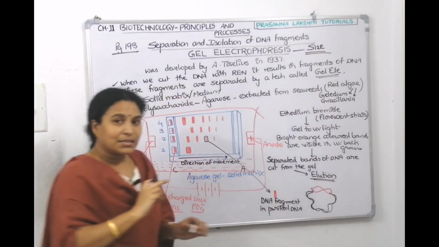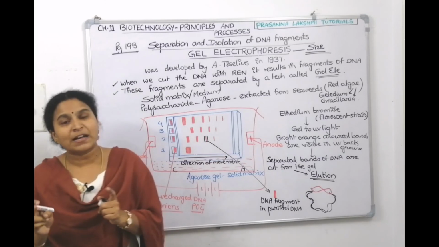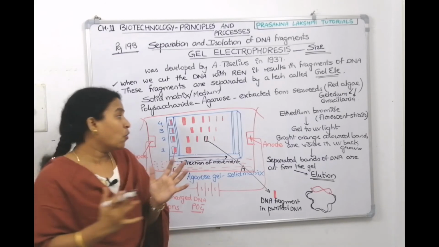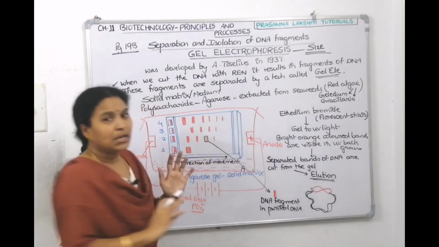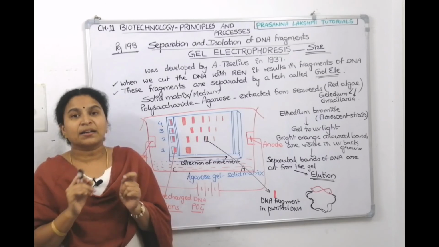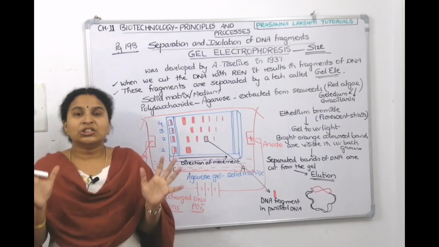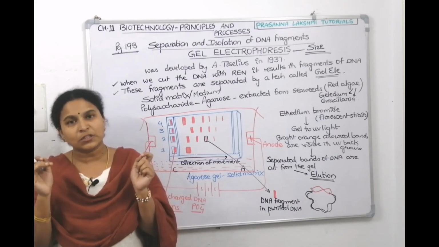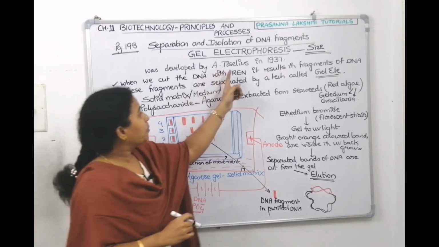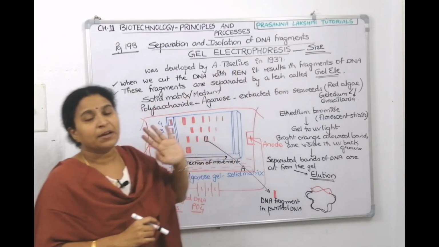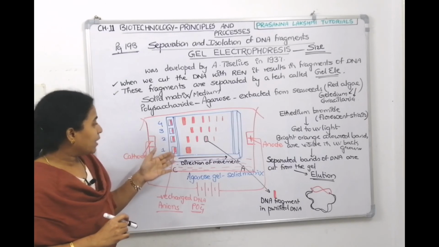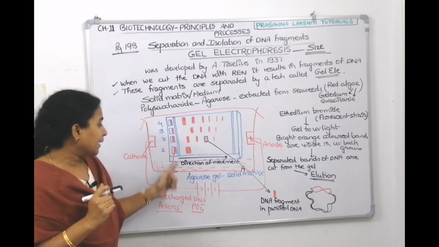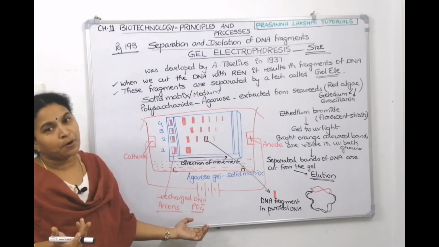It separates based on size because smaller particles move fast and bigger particles move slow. But which type of particles get separated? Since the whole equipment is in an electric field, only electrically charged particles can move in it, right? So charged particles get separated based on their size in gel electrophoresis. This technique was developed by Tiselius in the year 1937. Where should we load the DNA? We should load it at the cathode. What charge does the DNA have? Negative charge, because it has a phosphate group.